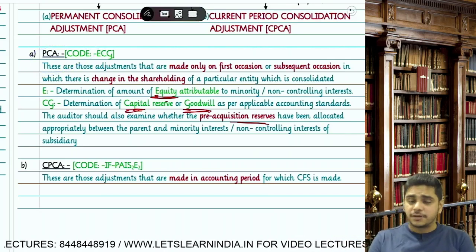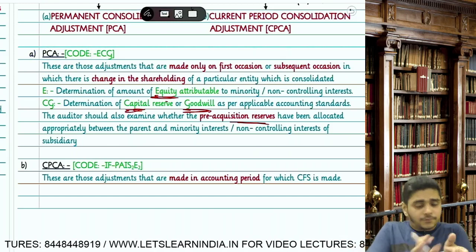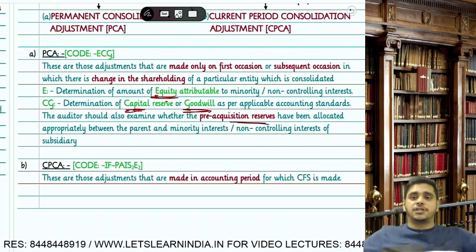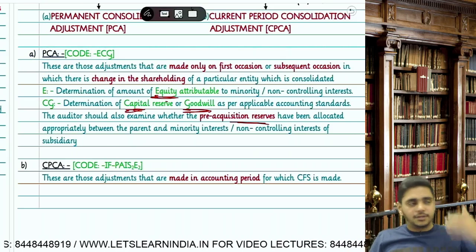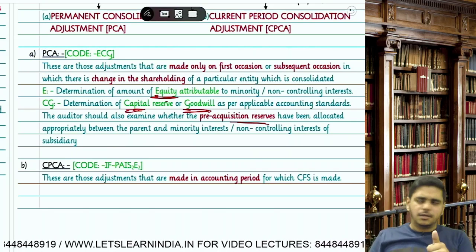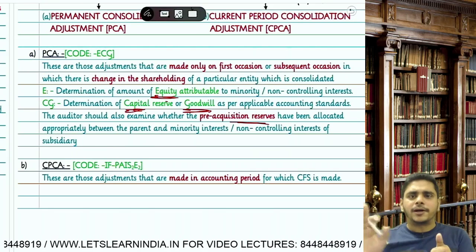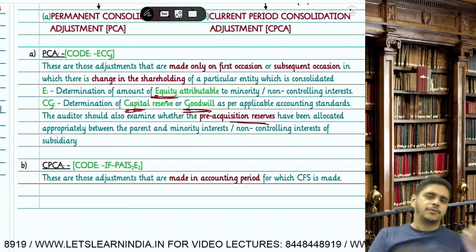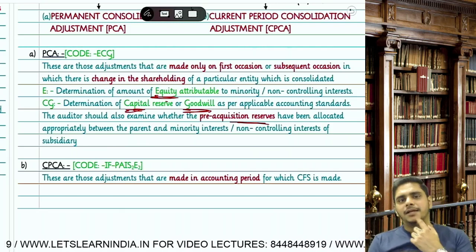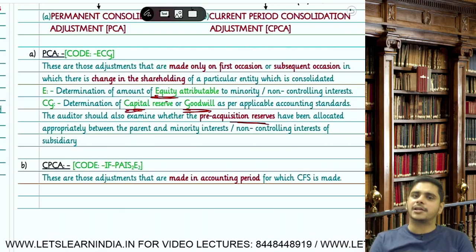So these are the adjustments which are made on the first occasion or on subsequent occasions whenever there is a change in the shareholding already held. Code is ECG. E: Determination of equity attributable to minority or NCI. CG: Determination of capital reserve or goodwill as per applicable AS.